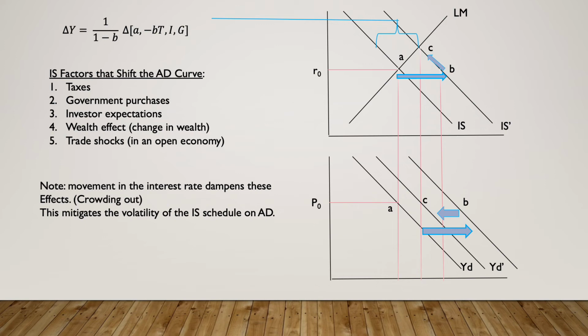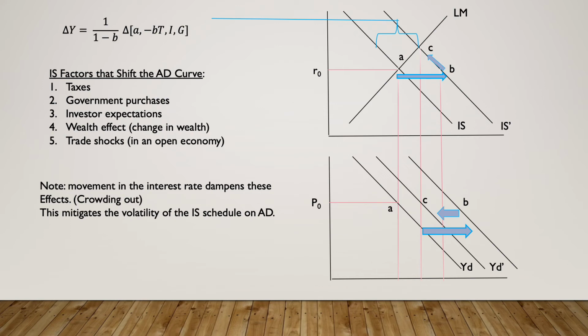So we start off with an aggregate demand curve YD and point A occurring at P naught. And that corresponds to point A in the ISLM model occurring at an interest rate R naught. First thing that happens is we get a rightward shift in IS from IS to IS prime. Let's talk about how that could happen. It could happen if taxes were reduced, in which case the magnitude of that shift would be delta Y equals 1 over 1 minus B multiplied by whichever autonomous shift was taking place, in this case taxes, so it'd be multiplied by delta negative BT.